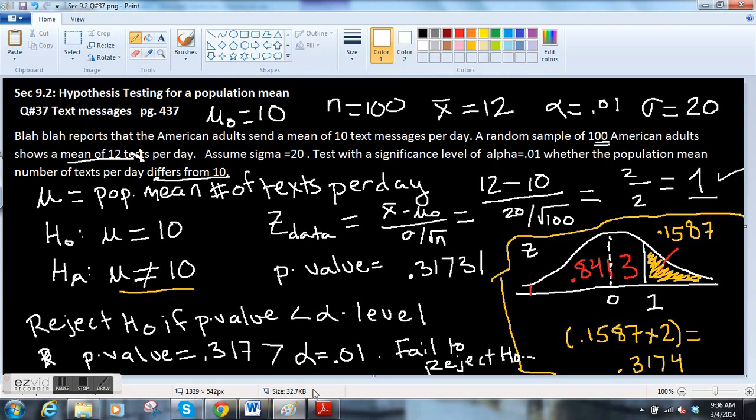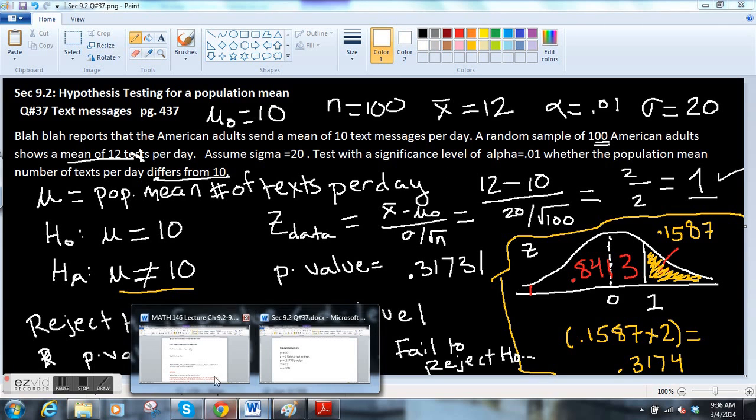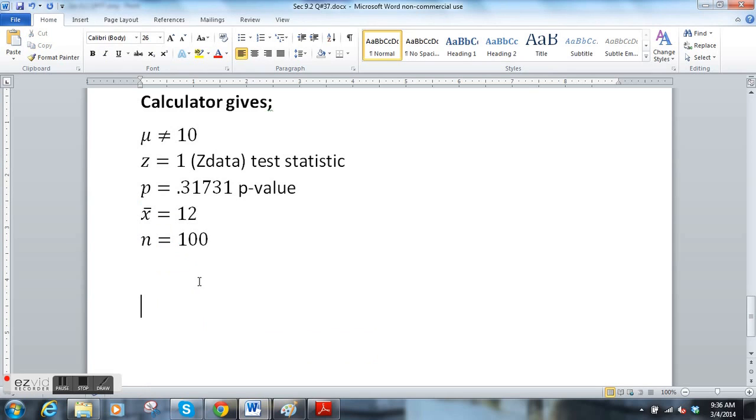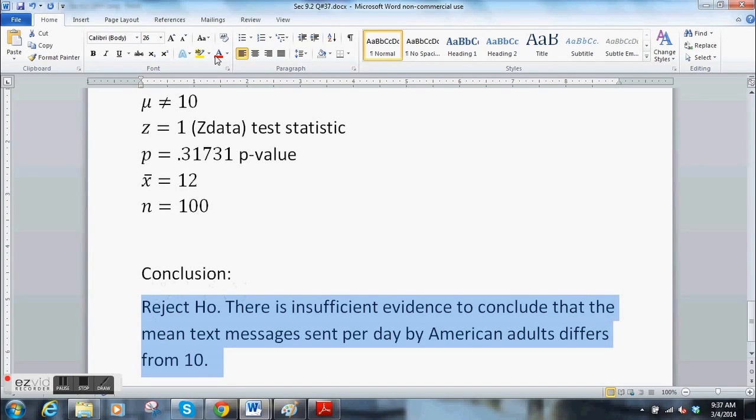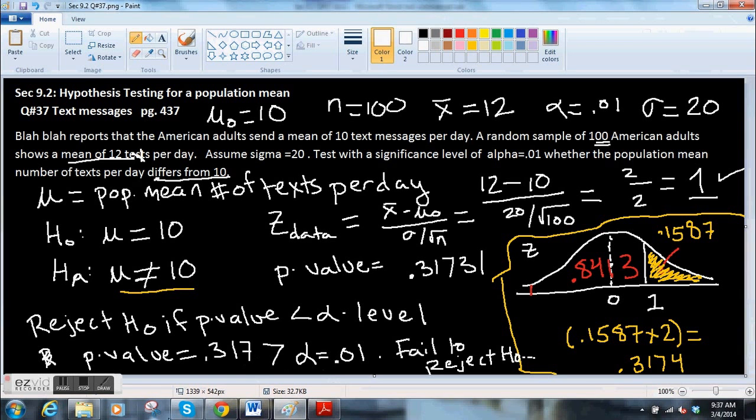So here's how you want to write your summary. The conclusion. So you want to write it in terms of the problem. So include a sentence like this. Reject H0. That's not enough. Don't stop there. There is insufficient evidence to conclude that the mean text messages sent per day by American adults differs from 10. So in conclusion, I'm just going to quickly circle in red the parts that you want to put on a test.